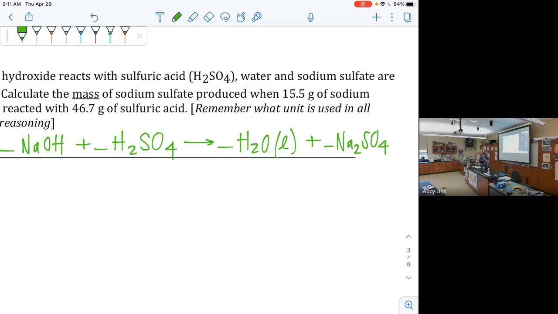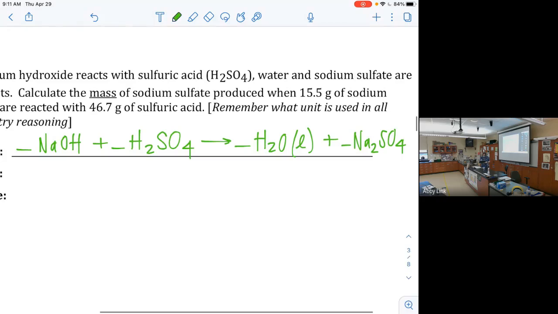All right, now, to balance this, let me think here. We need a 2 here for sure, and then maybe a 2 here. 2, 1, 2, 1. Makes sense?